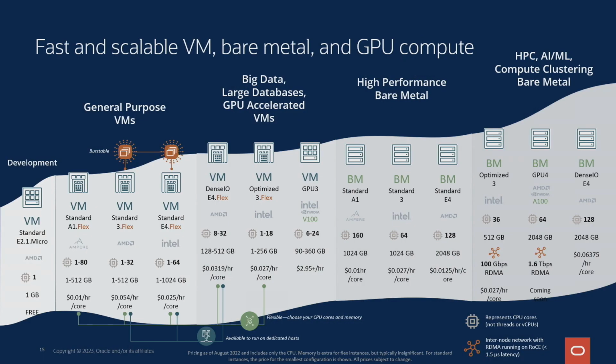This is slightly a busy slide, so I don't expect all of you to see it in the back, but I'll summarize it here real quick. We have compute infrastructure for running all your VMs, whether they are general purpose VMs, big data, large GPU-driven applications, or high-performance applications running on bare metal servers, or AI/ML compute clustering services running on top of bare metal servers. We cater to all kinds of applications, and we have shapes for everything. And these are flexible shapes. We have ARM as a CPU choice, AMD, Intel, and of course, NVIDIA. So you can pick and choose the right shape for the right application.